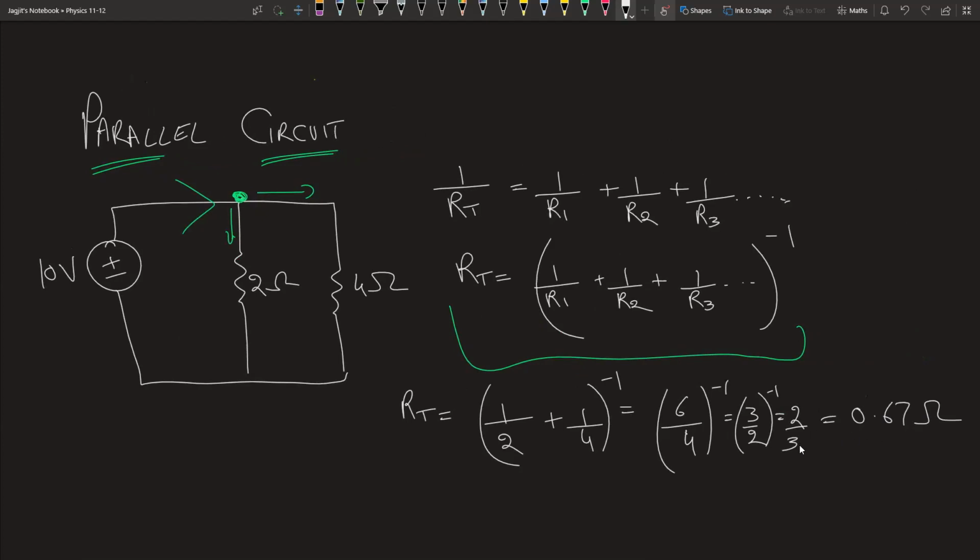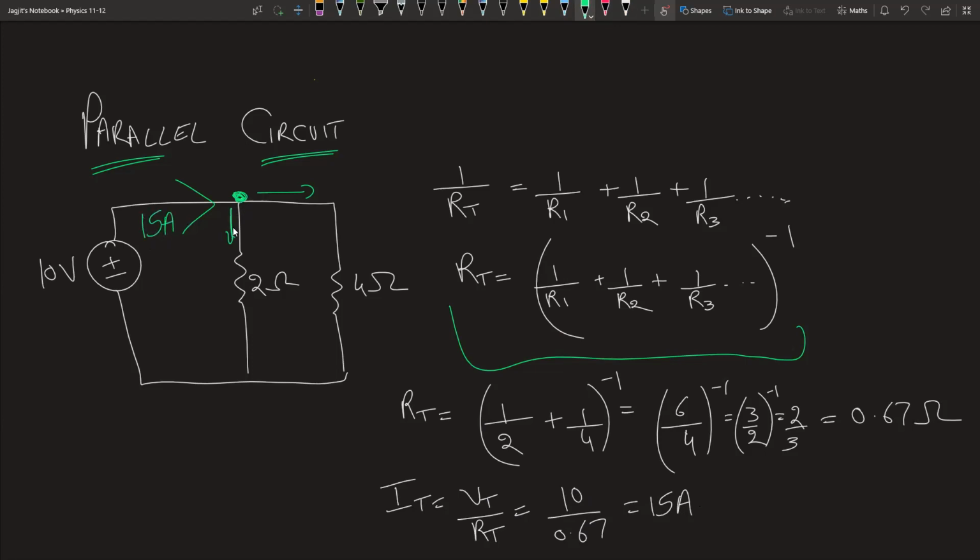We got 0.67 ohms. We got the resistance total. Now we can get current total, which is voltage total over resistance total. Current total is 10, and my resistance total is 0.67. Okay, so folks, 10 divided by that gives me 15 amps. So now I know how much total current came out of the voltage source. That was 15 amps right here.